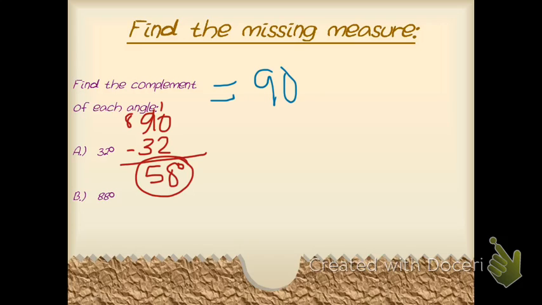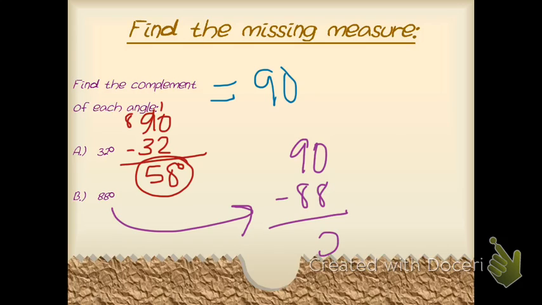Okay. So go ahead right now and on your own find the complement to B, which is an 88-degree angle. Okay, so to find the complement of that 88-degree angle, we would do 90 minus 88, which is 2 degrees. Very good.